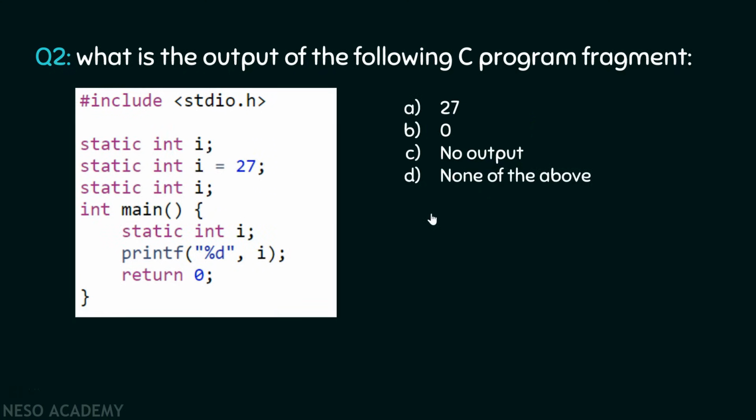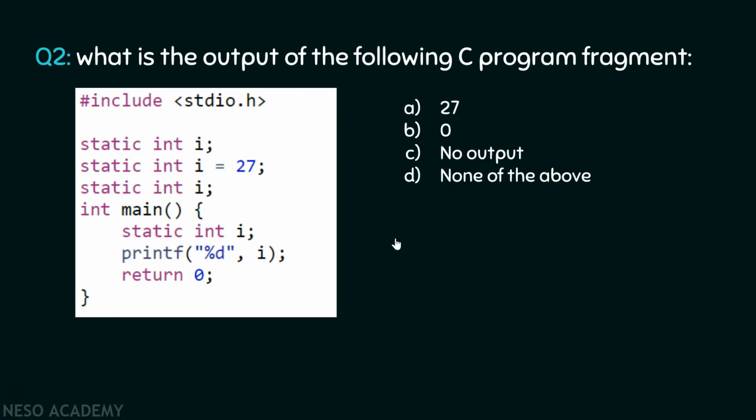Let's consider the next question. What is the output of the following C program fragment? Let me tell you one thing, this is a very important question. So please concentrate while I am giving you the answer for this question. First of all, you should check what is the output of this particular program. Is it 27? Is it 0? Is it no output? Or is it none of the above?